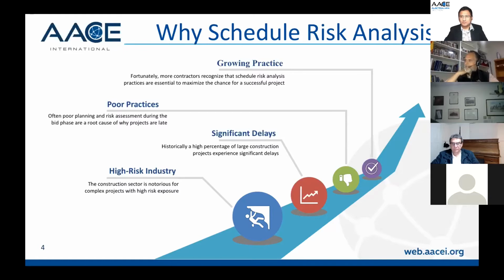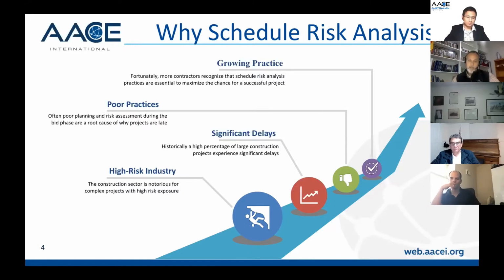And what we see sometimes is that they go back to poor planning and risk assessment. Sometimes we have a tendency to be over optimistic with the delivery of the project, and sometimes we rush to move the project to the next gate. And then we end up with projects with unrealistic schedules, and projects that deliver late. Fortunately, there is a growing practice now with more contractors and also with project owners to actually assess the risk of the project. So they start to test whether the baseline, or the business case, or the bid schedule that they have is actually achievable or not.